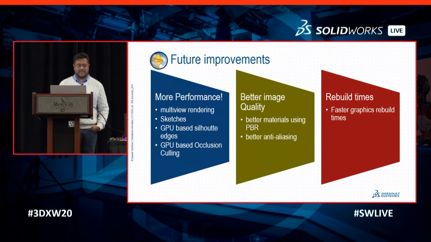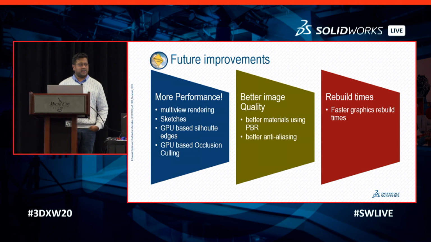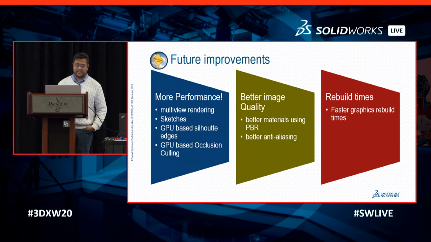We are also trying to improve performance with culling, occlusion culling, which will even improve performance for low-end hardware. And better image quality with PBR and better anti-aliasing. And also we're looking at better rebuild times for the graphics.